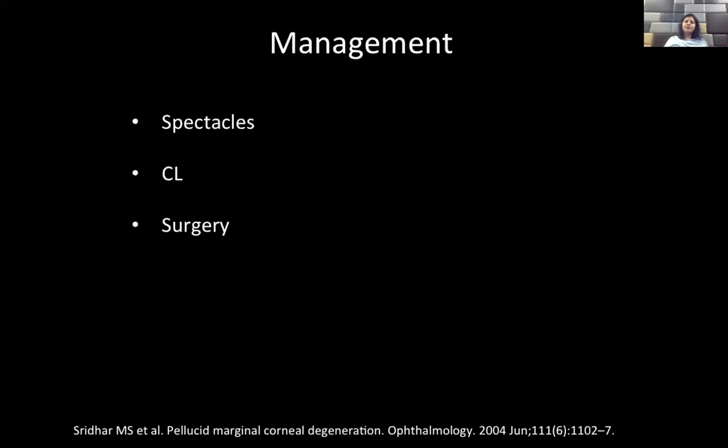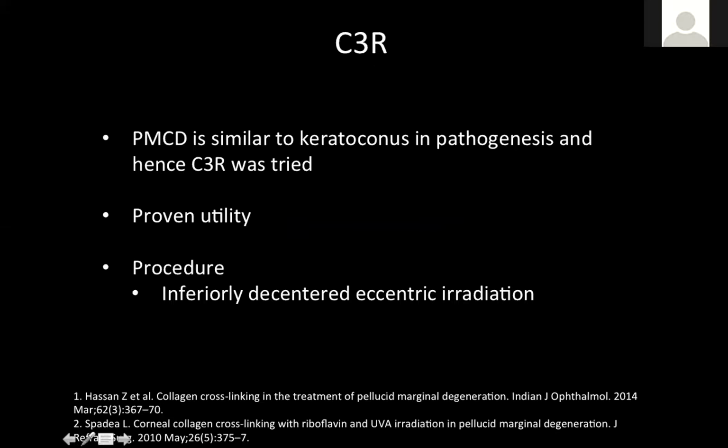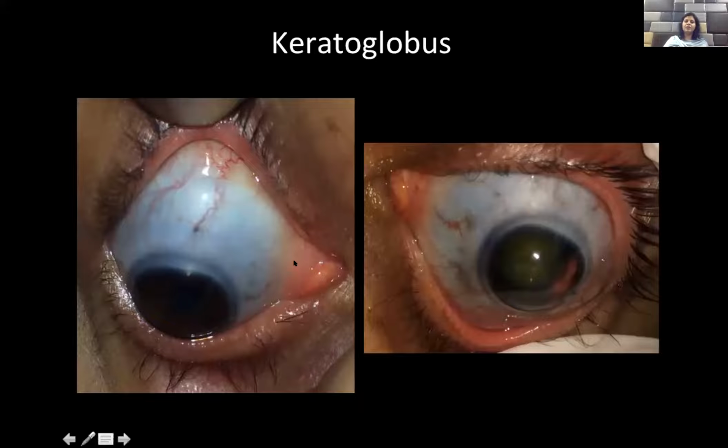In terms of management, you have spectacles, contact lenses, and surgery. Surgery is quite advanced, like wedge resection, and those are used in very advanced cases. Now, another thing is you have collagen cross-linking. In PMCD also collagen cross-linking has been reported, and the difference is that you have to do an eccentric radiation in the area of the cone.